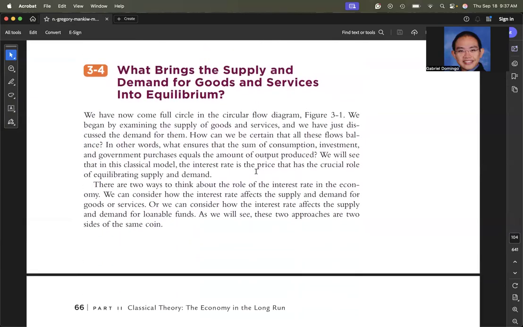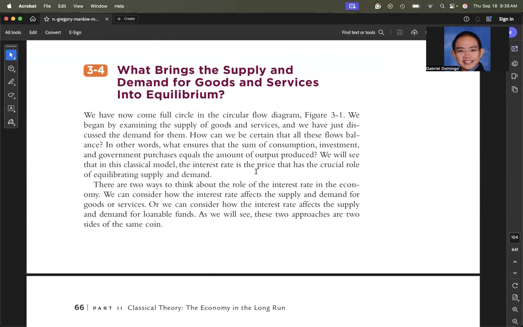Now, what brings the supply and demand for goods and services into equilibrium? All right. So now we are complete with our description, and we can return to the circular flow. We began by examining the supply of goods and services, and we have just discussed the demand or expenditure for them. How can we be certain that these flows balance? In other words, what ensures that the sum of consumption, investment, and government purchases equals the amount of output produced?